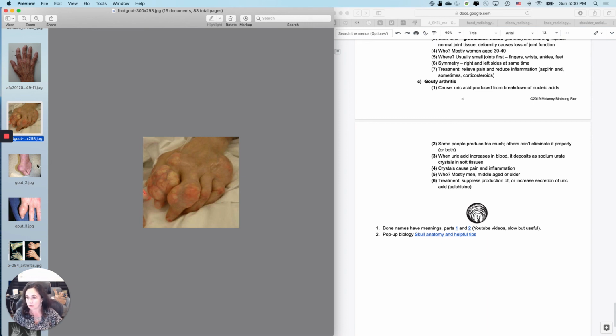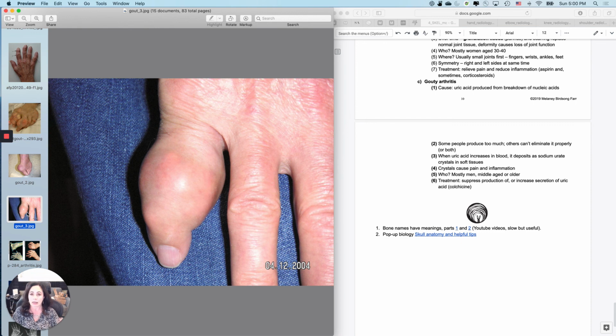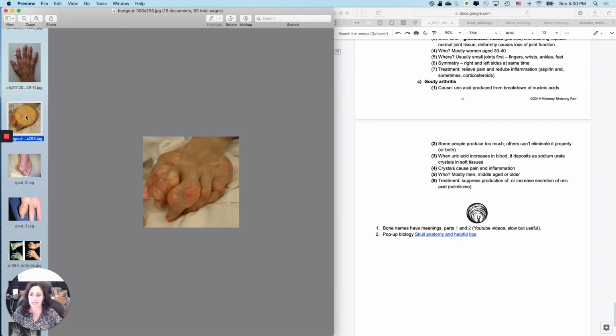So that's gout. Now, it's not like it's going to stay like this all the time, but you can get it and then it will go away and then it will come back and then it will go away and come back. Some people have success with changing their diet. Some people don't. So what do we do? Treat the pain, of course, and then try to suppress the production of or increase the secretion of uric acid. There's a drug that does that. It's called colchicine. Some people take it and some people choose not to.